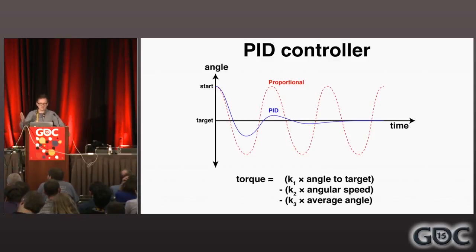Now, that sounds very complicated and technical, but it's not. It just means that you're going to speed up the motor based on its angle relative to the target. That's what we're already doing. But you're also going to slow it down relative to its angular speed and to its average angle over time, right? So instead of 1 constant K, you've got 3 constants, K1, K2, and K3.